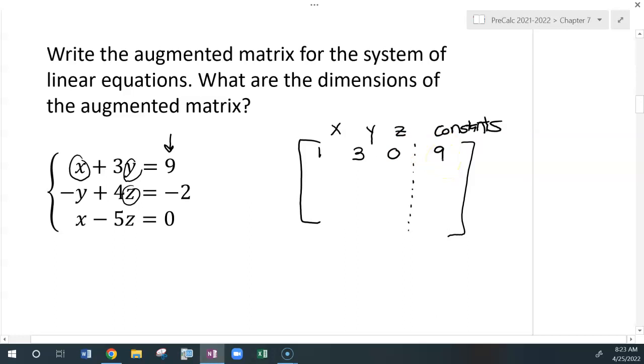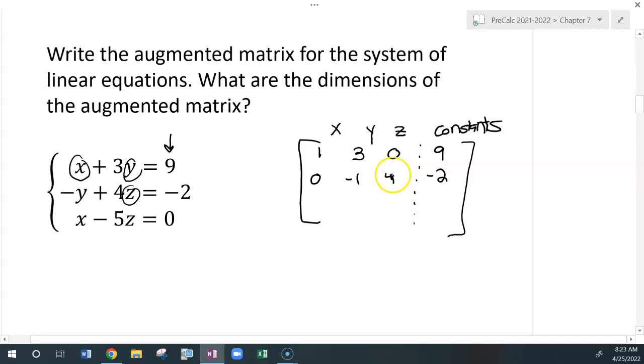Now let's go to the second equation. I don't have an x at all, so that's like a 0x. I put a 0 for my x. I have a negative y, so there's an invisible 1 in there, so that gives me a negative 1. And then for z, I have a 4. And negative 2 is my constant.